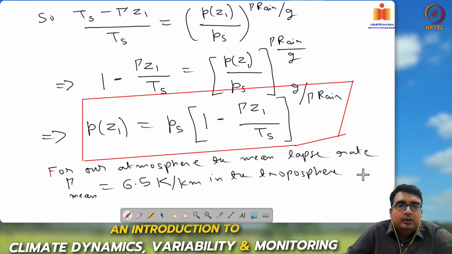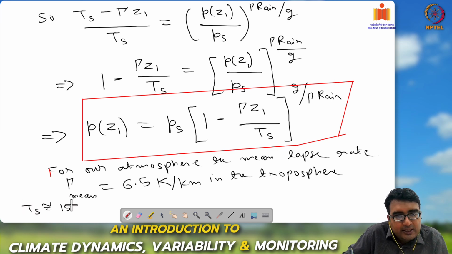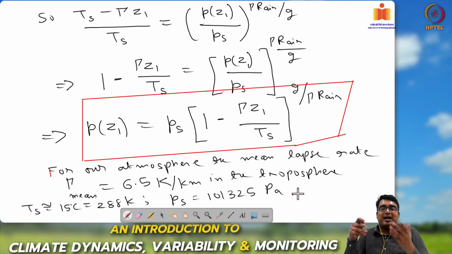Okay. All right. And Ts is approximately 15 degrees centigrade or 288 kelvins, and Ps is 101,325 pascals. Okay. And R air is 0.287 kilojoules per kg kelvin for air. So with these expressions, we can determine the variation of pressure with altitude within the troposphere.